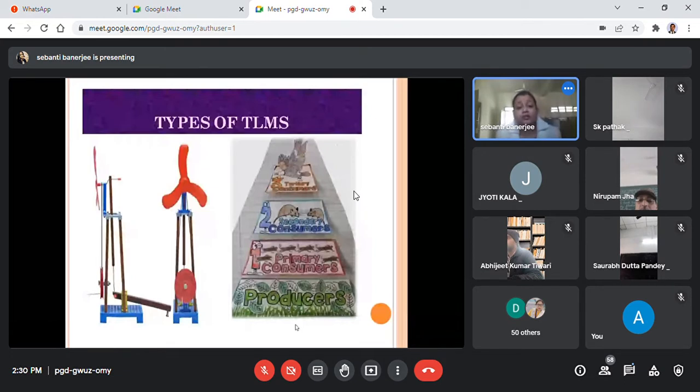The next one is showing the consumers of insects, and the tertiary consumer is the eagle, which is eating up the rat.